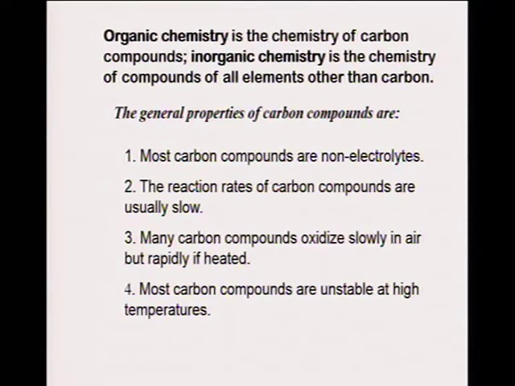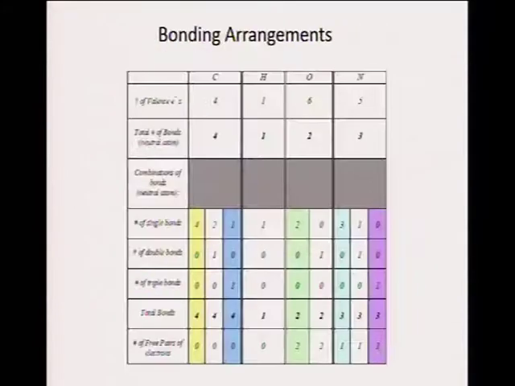The general properties of carbon are listed there. Most carbon compounds are non-electrolytes, so organic chemistry talks of carbon compounds. For this one, we have a bonding arrangement, because this bonding arrangement will determine the properties of the particles being formed. We have the number of valence electrons: for carbon it is 4, for hydrogen it is 1, for oxygen it is 6, and so on. Then the total number of bonds to form a neutral atom.